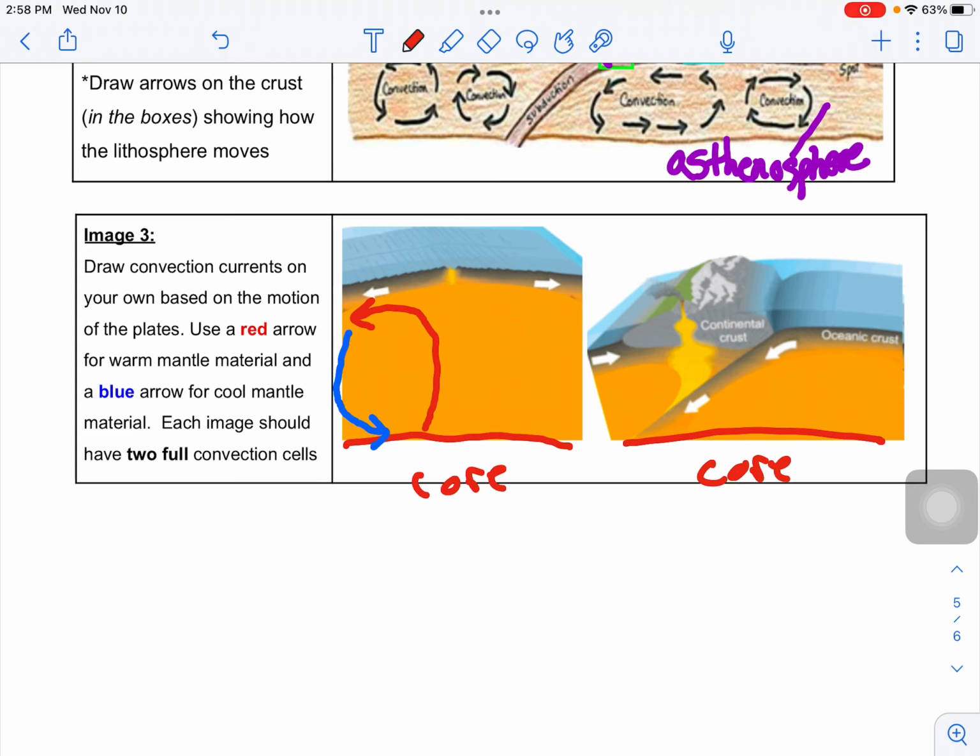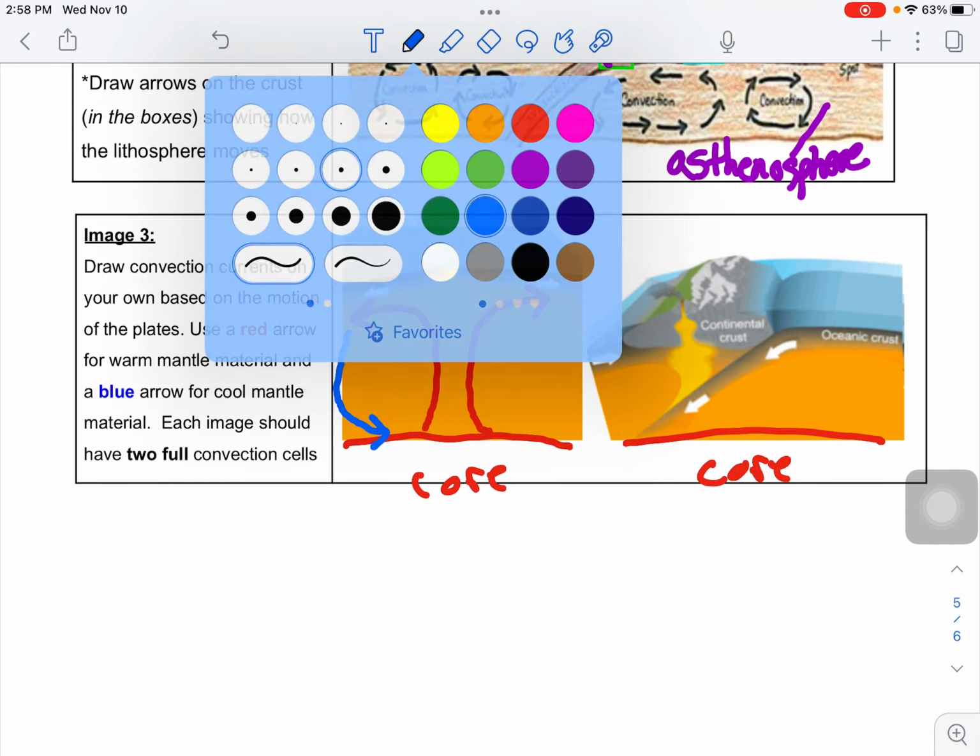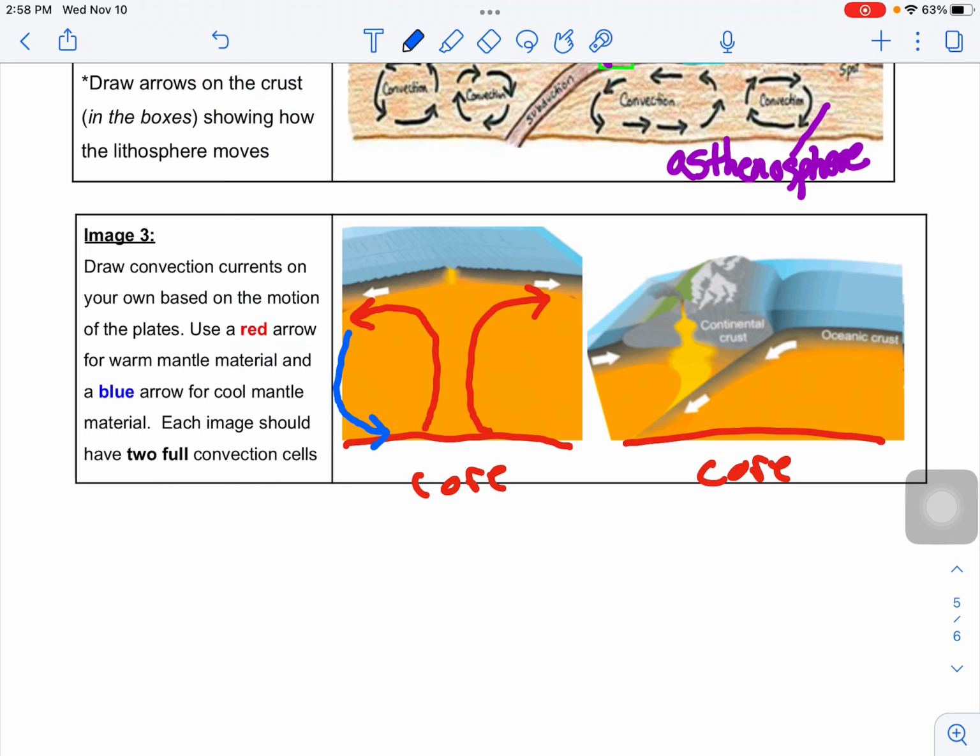Now this plate on the right is also moving to the right, so it's going to be moving like this, dragging that crust to the right to complete the convection current. As it hits that cold crust, it's going to get cold and sink down. There's my 2 full convection cells for that image.